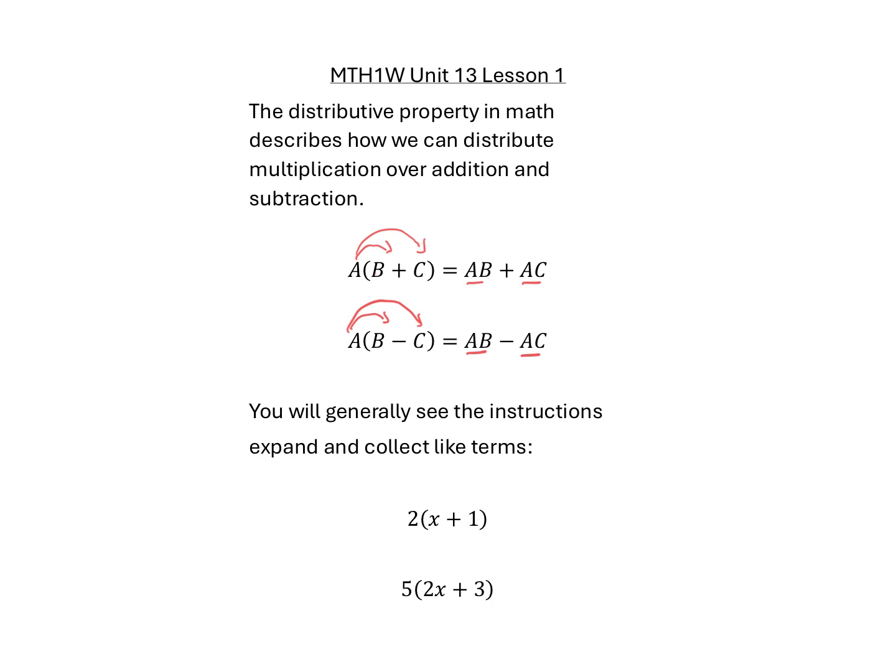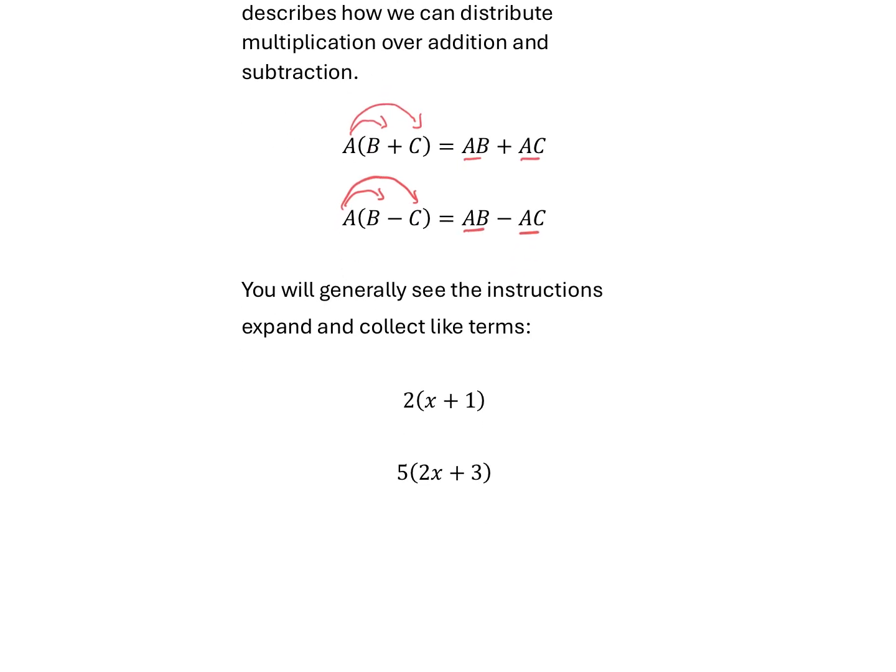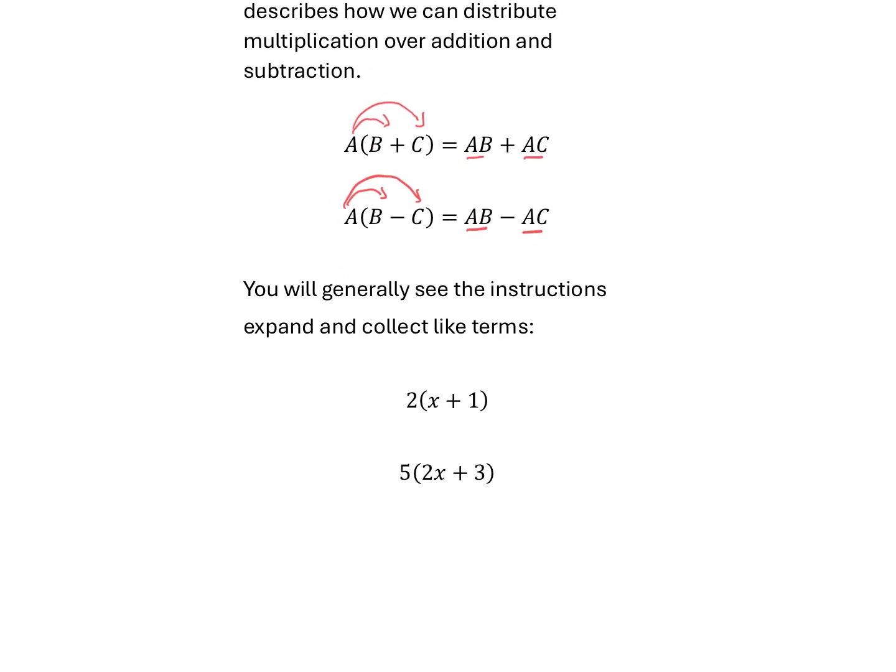So when I see a question like 2 times (x plus 1), I'm going to distribute the 2 across both terms inside the bracket. So we will do 2 times x is 2x plus 2 times 1 is 2. Likewise here we have a 5. We're going to distribute the 5 across both terms in the bracket. So we will multiply 5 times 2x is 10x plus 5 times 3 is 15.